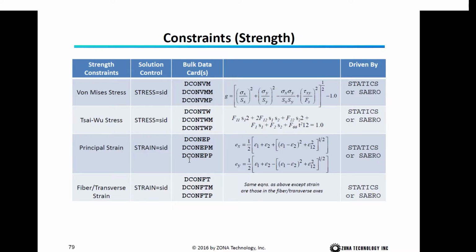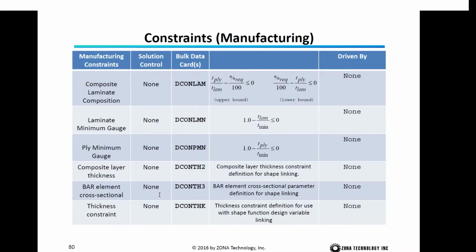And for the principal strain, you can use those cards to impose the principal strain constraint, and it's driven by statics or SAERO. It is activated by the strain equals solution control. And for the fiber transverse strain, you can use those cards. Also, it is driven by statics or SAERO, activated by the strain equals solution control command. And we have manufacturing constraints.